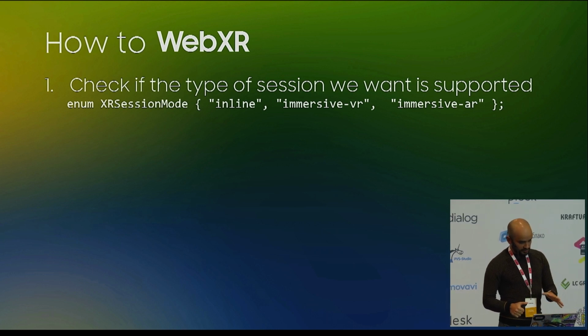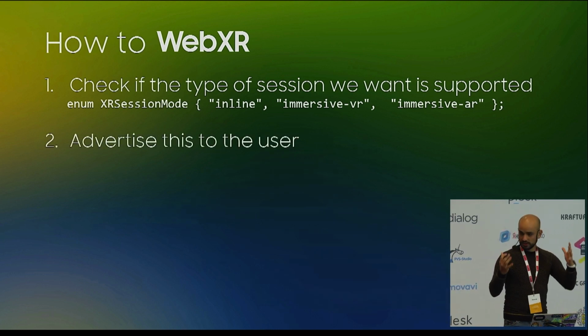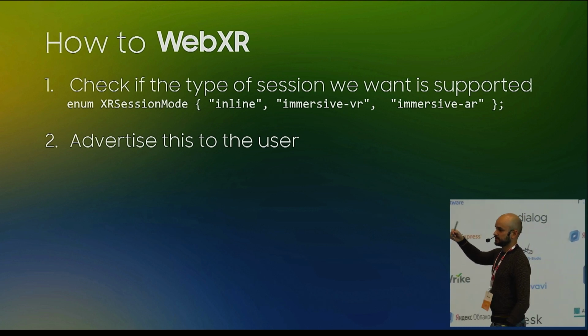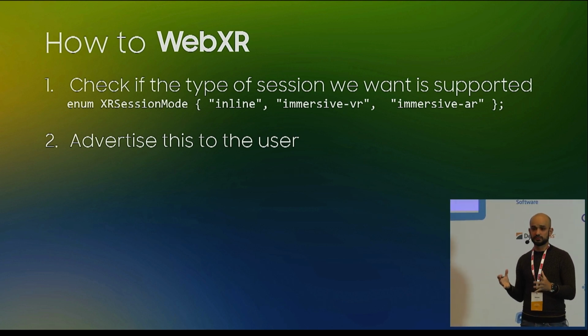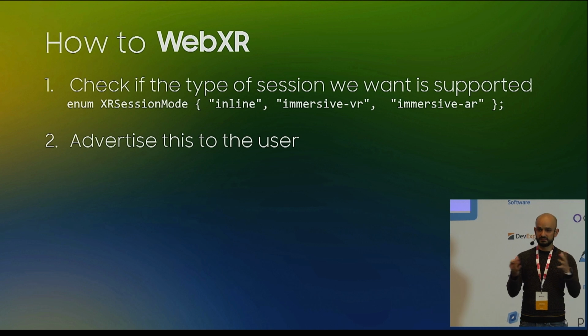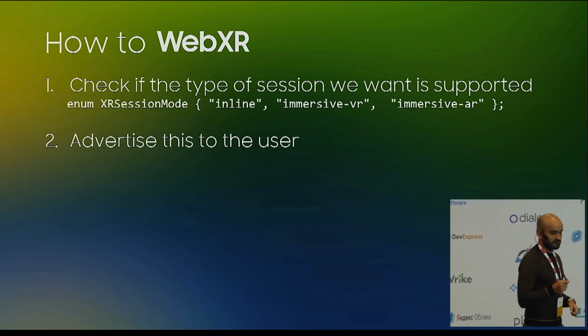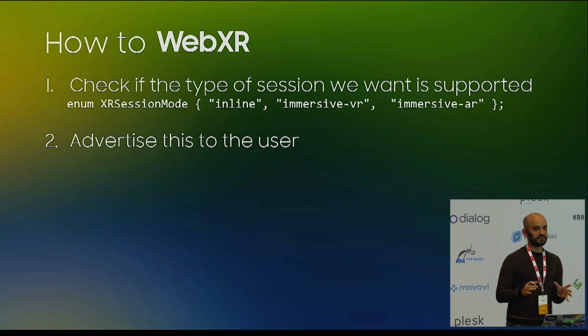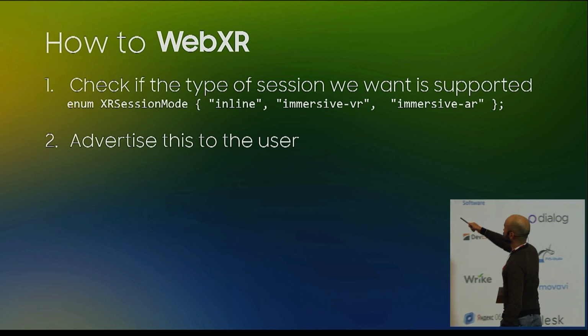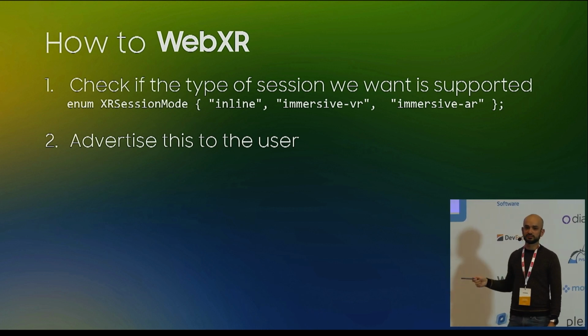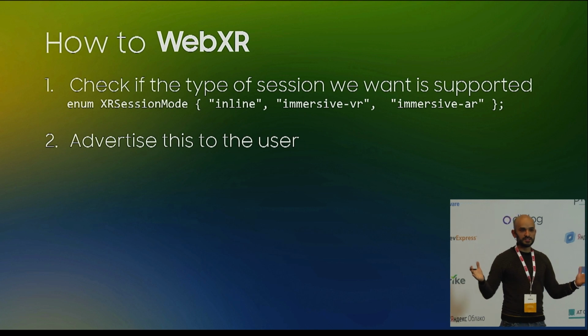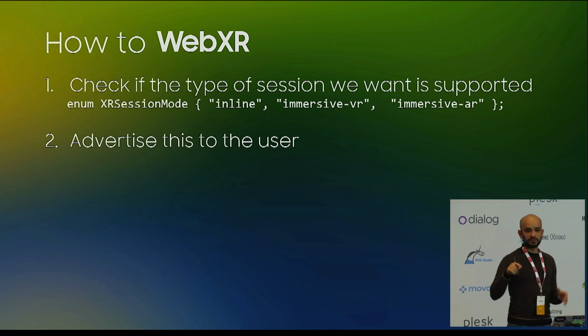Now, let's say you requested to see if the type of VR or XR you want to do is supported. The browser says, yes, it's supported. So you need to advertise this to the user. Generally, the way that people are doing this is by putting an icon that looks more or less like this on content. So if you see something like this on the web browser, it means that you can probably click. And once you click, then you're going to be inside the immersive world.